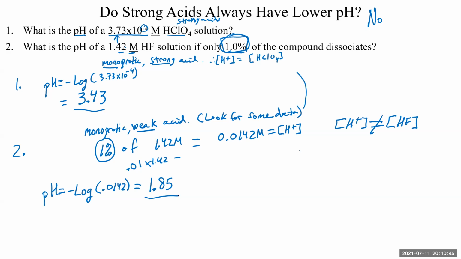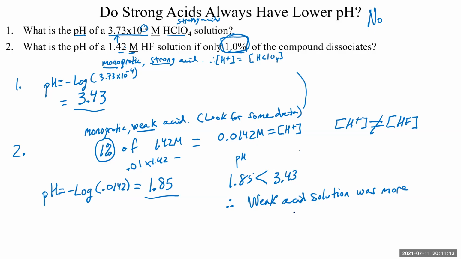Okay, so it turns out that 1.85, of course, is a lower pH than 3.43. Therefore, we can conclude that in this case, our weak acid solution, not the weak acid itself, this particular weak acid solution with this particular concentration, was more acidic than the strong acid. But that's only because I chose my concentration values to make this point. It doesn't always have to be that way.